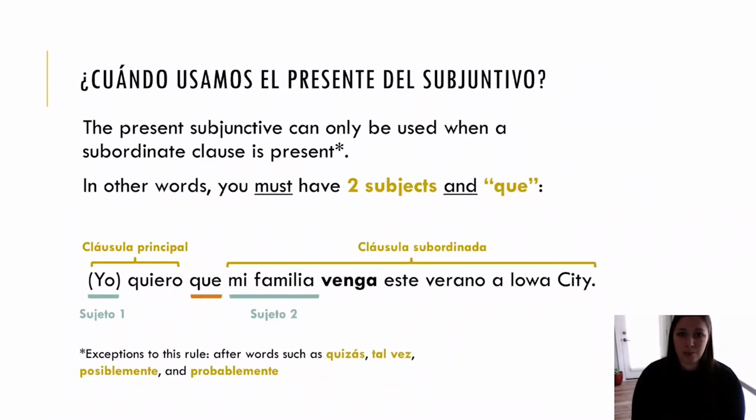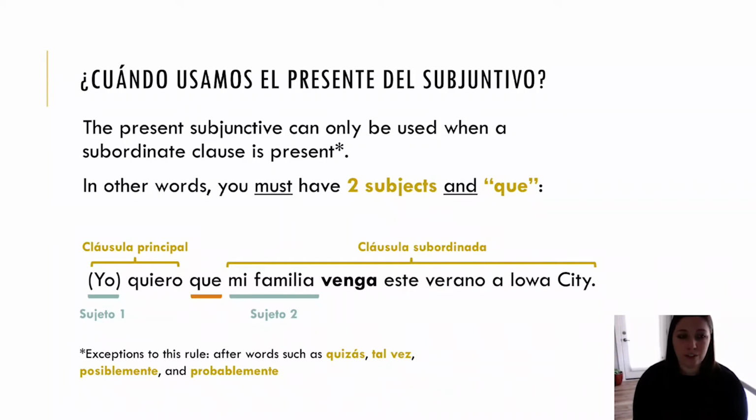¿Cuándo usamos el presente del subjuntivo? The present subjunctive can only be used when a subordinate clause is present. You can see my little star asterisk here. So at the bottom, there are exceptions to this rule, such as after words such as quizás, tal vez, posiblemente, or probablemente. We're not going to worry about those in this PowerPoint, however.